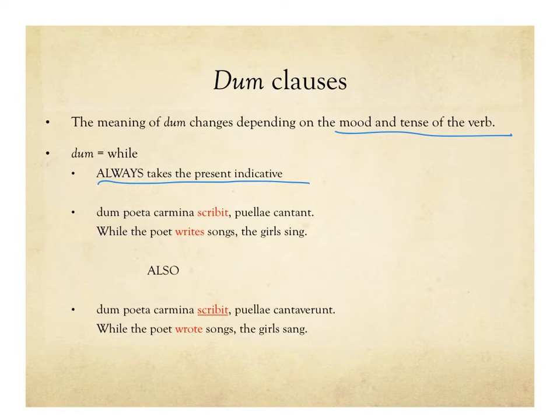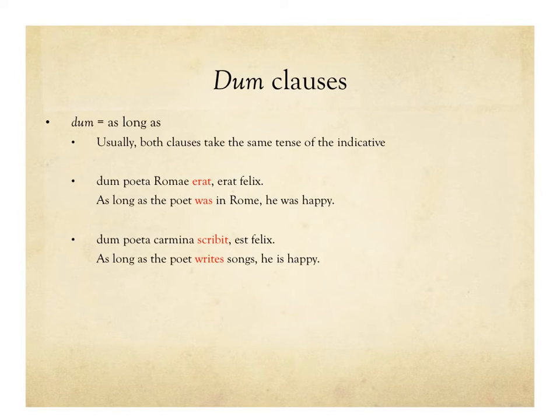But we could also say, dum poetas carmina scribit, puellae cantaverat. While the poet wrote songs, the girls sang. So the idea is, while the poet is writing songs, the girls sang. That is, these two things are happening at the same time, and that's why we have it. But they're in the indicative because it's totally factual, right? This is just something that while one thing happens, the other thing happens. No uncertainty about it. Okay?